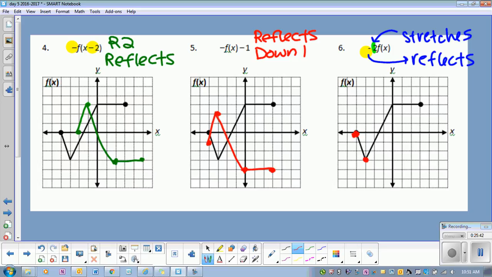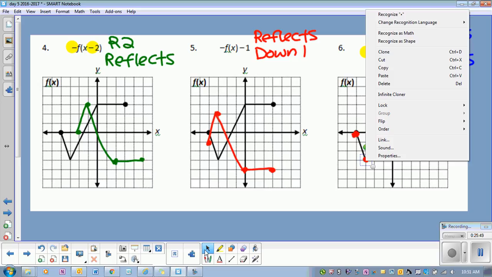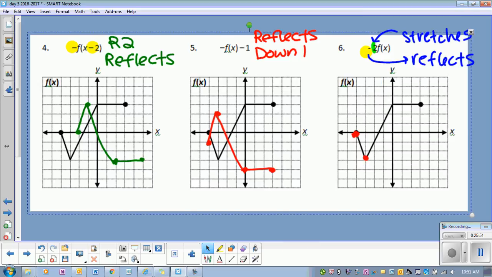Now let me look at this one. So this one is 1, 2, 3 down, right? So if I flip it, it has to go 1, 2, 3 up. Do you agree? Yeah. But guys, what is 3 times 2? 6. So that means instead of going just 3 up, I have to go 6 up. So 1, 2, 3 again gives me 6. There we are. Does that make sense?